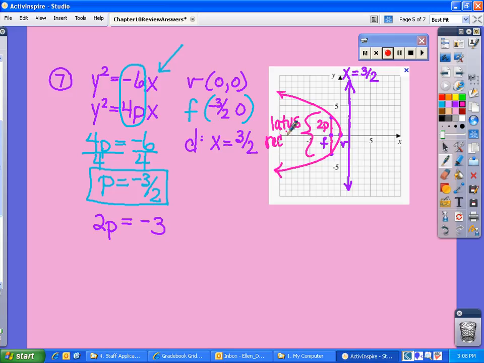The total distance is 4p, half the distance, so from the focus to one endpoint would be 2p. Remember, we found p from our equation, and p is also the distance between the focus and the vertex and the directrix.